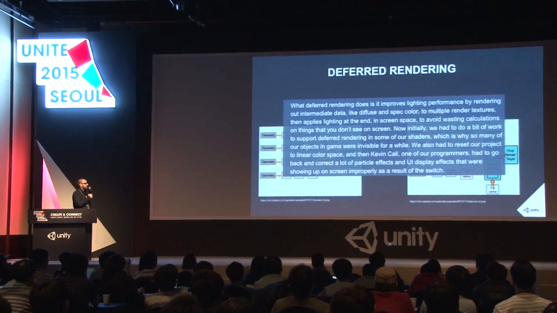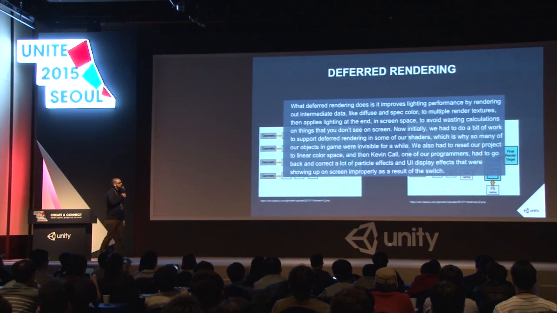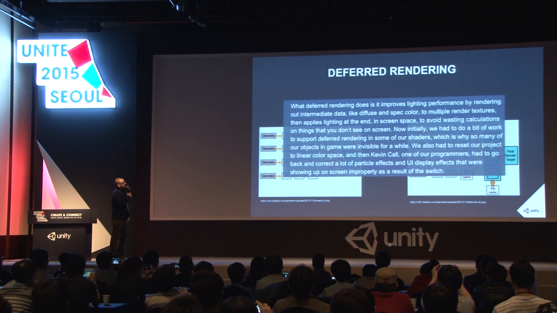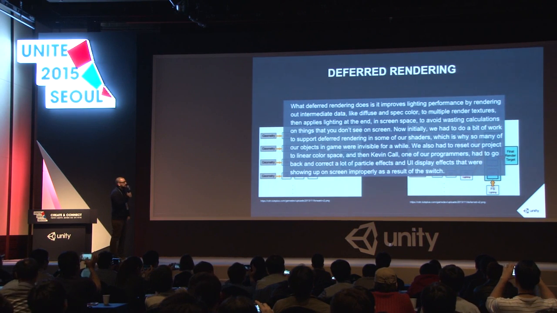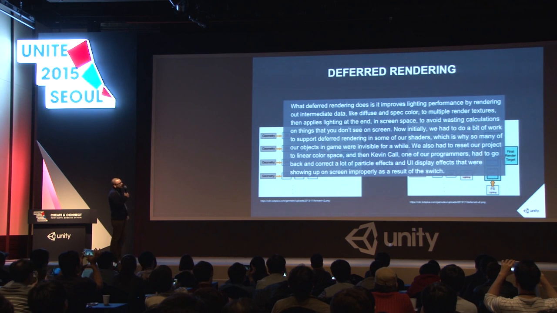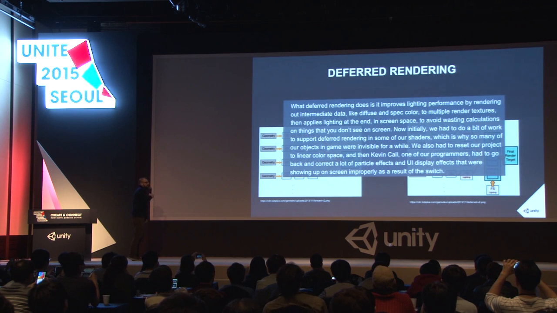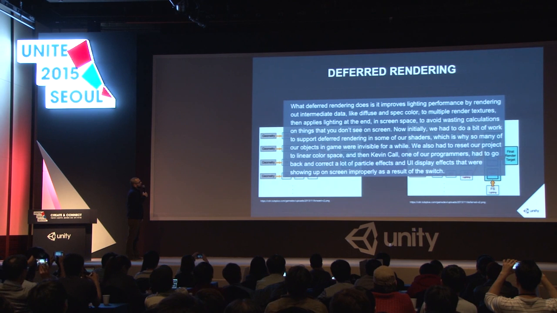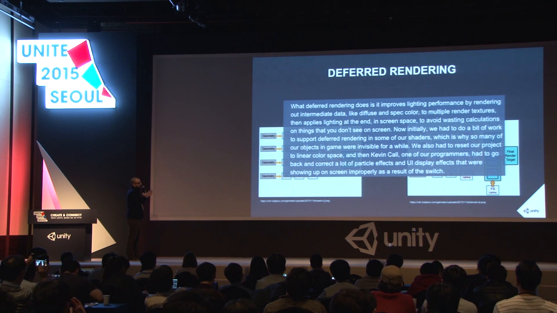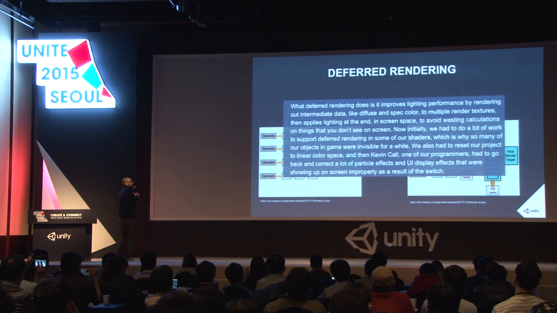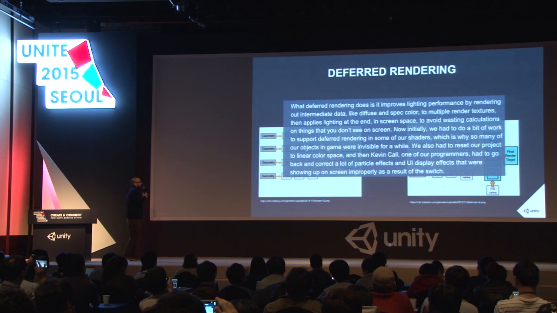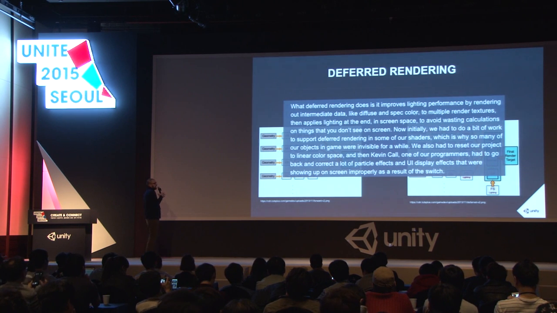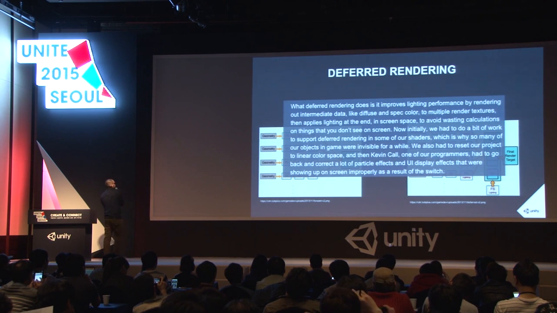Here's another example of a wall of English text screen, which I think is going to be helpful. But I'm going to read it anyway, and our translator can go through it. Basically, as I said, what deferred rendering does is improve lighting performance by rendering out intermediate data, like diffuse and spec color, to multiple rendering textures. It then applies lighting at the end of that process in screen space to avoid calculations on things that you don't see on screen.